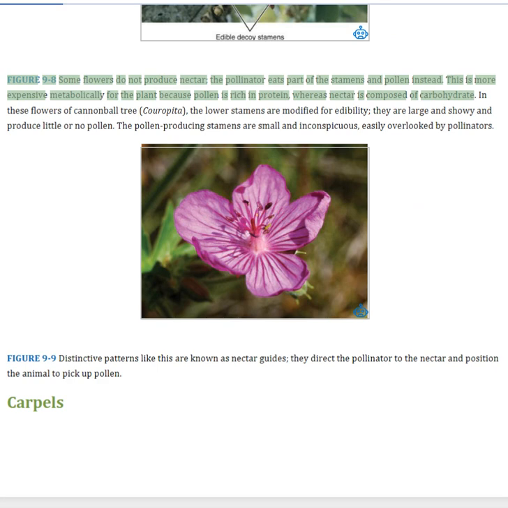Figure 9.8 Some flowers do not produce nectar. The pollinator eats part of the stamens and pollen instead. This is more expensive metabolically for the plant because pollen is rich in protein, whereas nectar is composed of carbohydrate.